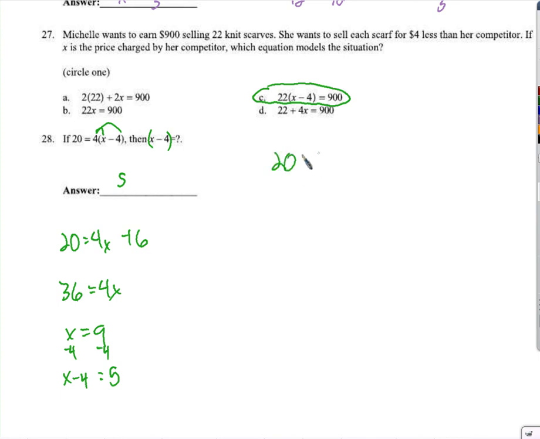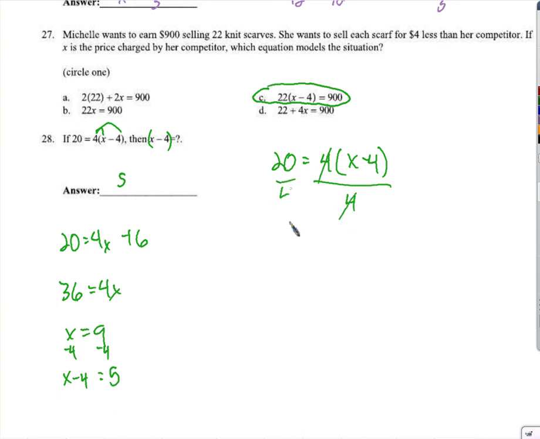Okay, we have 20 equals 4 times x minus 4. I would like to get what is x minus 4 equal to? Well, look at that. What is this? This is x minus 4. How can I get that by itself, and therefore on the other side, whatever's over there, that's what x minus 4 will be equal to. Well, I could just divide the 4.